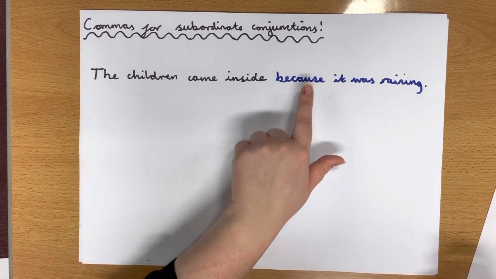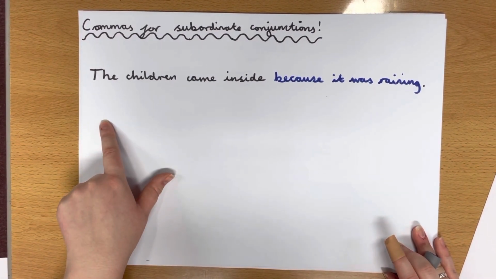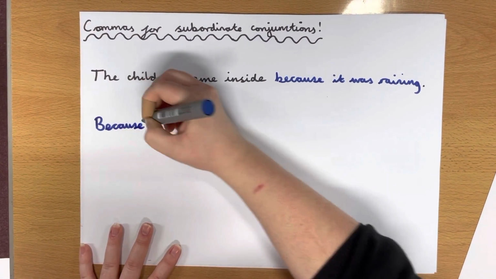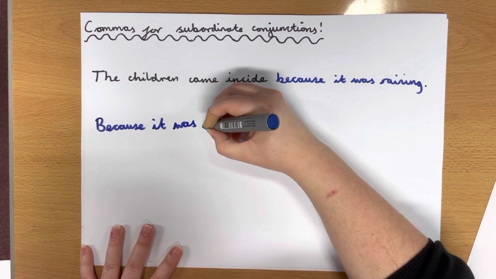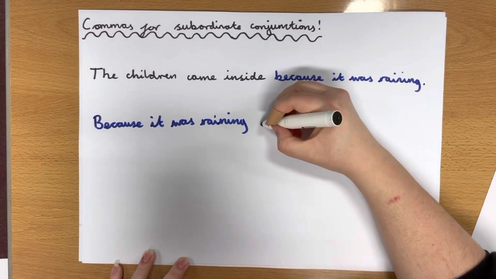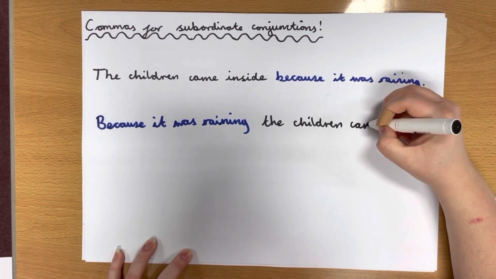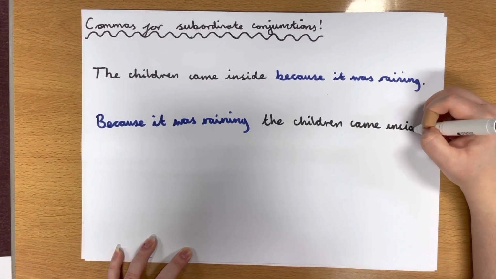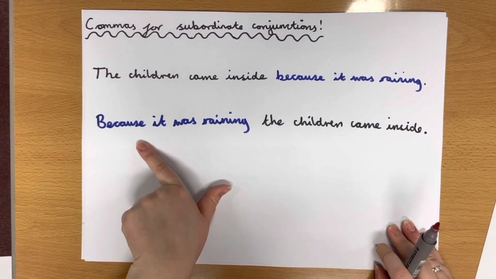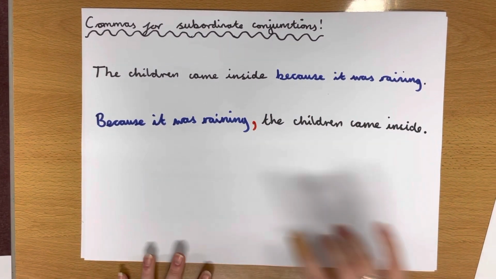You do need a comma, however, if you put your subordinate conjunction, because it was raining, at the start of your sentence. So we could move it around and it could be like this. Because it was raining, the children came inside. Now you would need a comma here, and the comma would go between your subordinate clause and your independent clause. So it would go here, and this is to separate the two clauses.